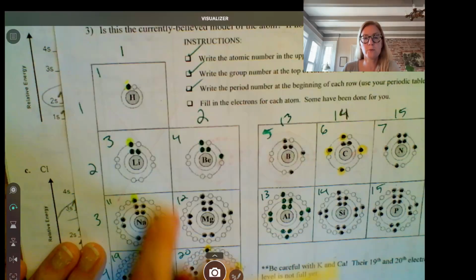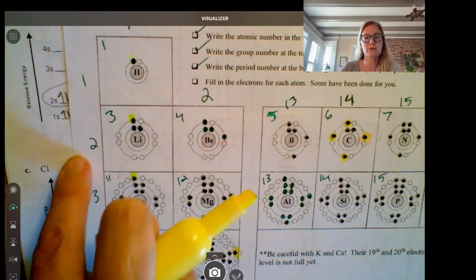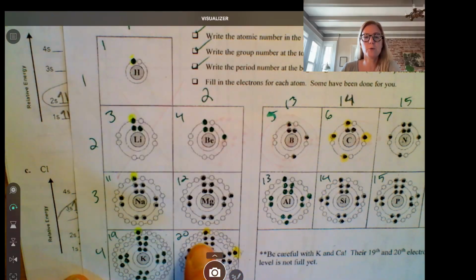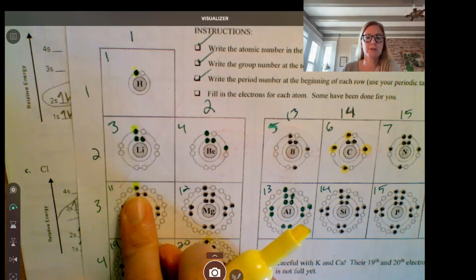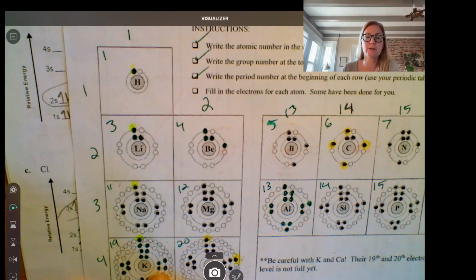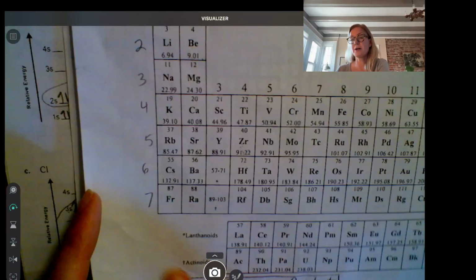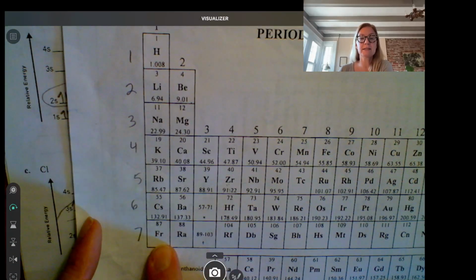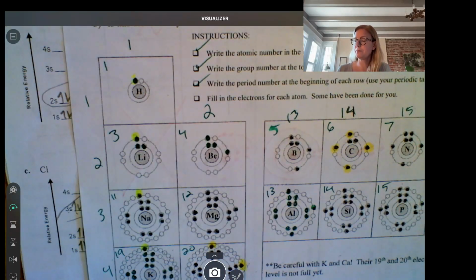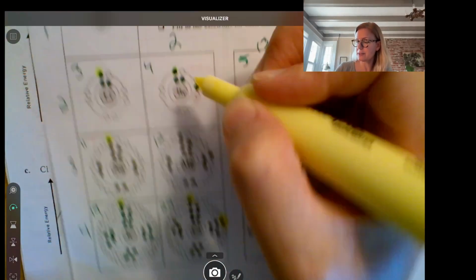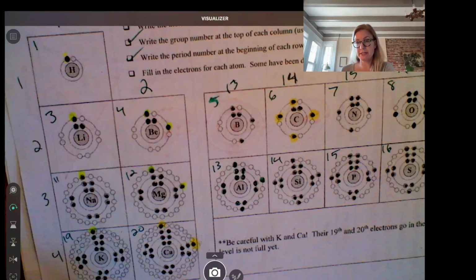So if it's in group 1, it has one valence electron, and then the period tells you what energy level it's in. If it's in group 1, period 3, you know it has one valence electron in the 3rd energy level. If it's group 1, period 4, you know it has one electron in the 4th energy level. And that pattern goes all the way down. Francium is going to have one valence electron in the 7th energy level. Group 2, these all have two valence electrons, and then that pattern goes all the way down.